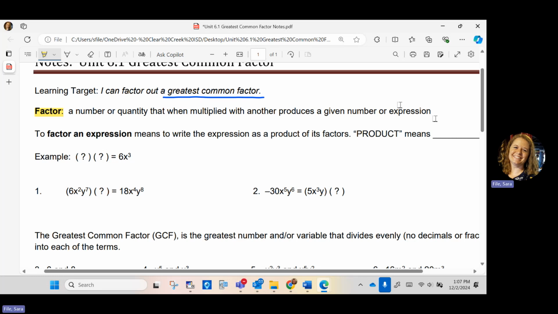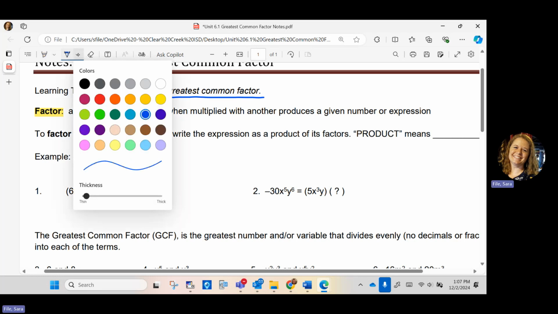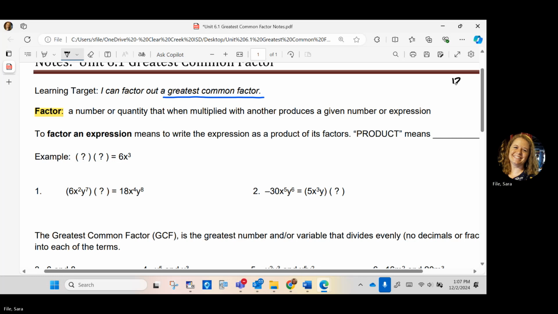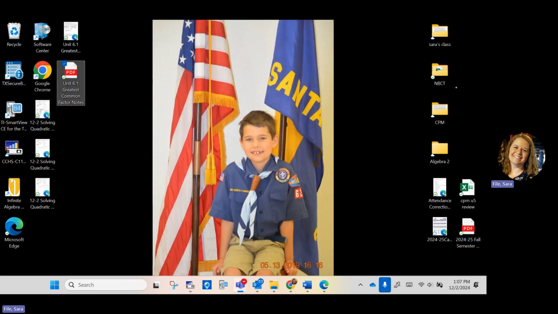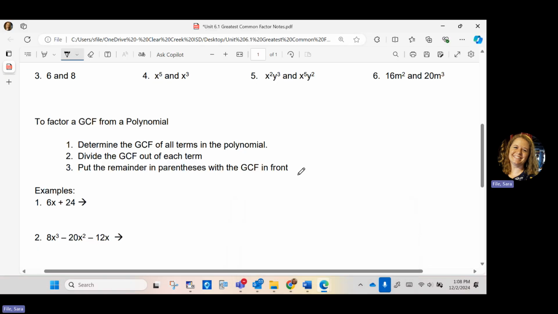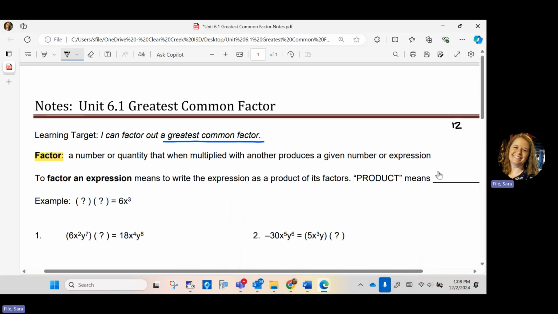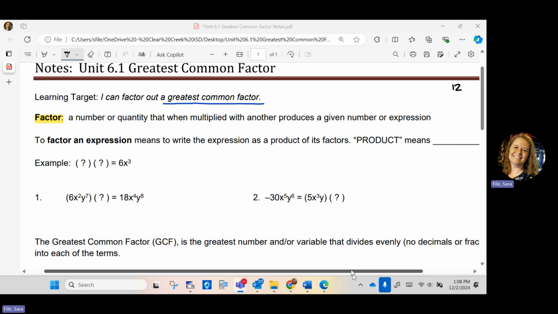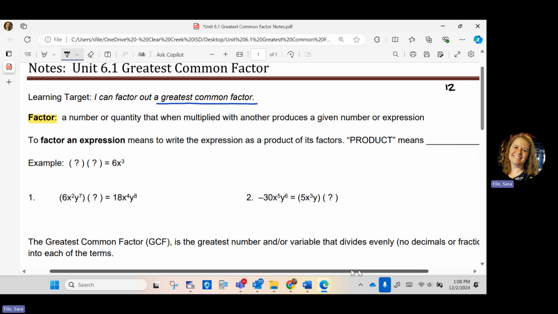So for instance, if we're using just a number, let's go with 12. If I have the number 12, I want to know what the factors are.